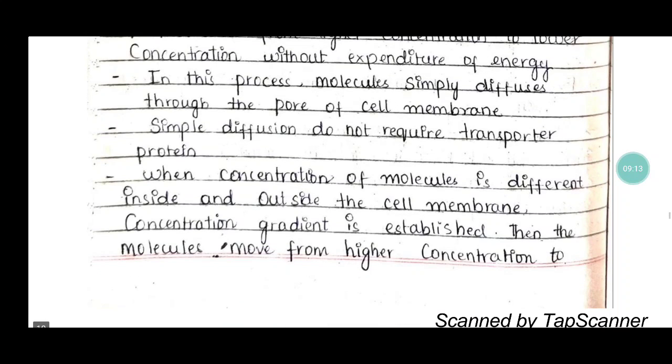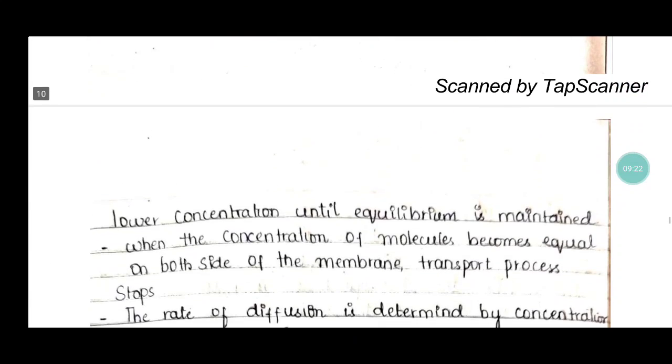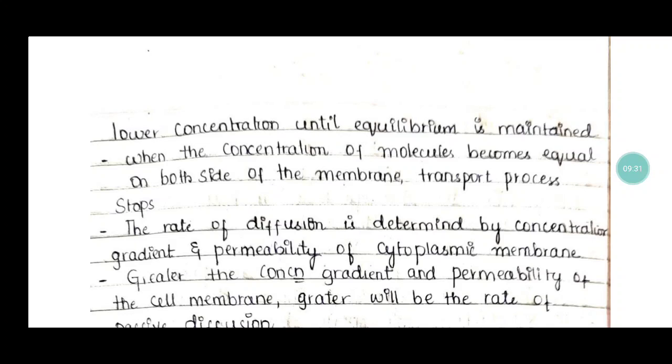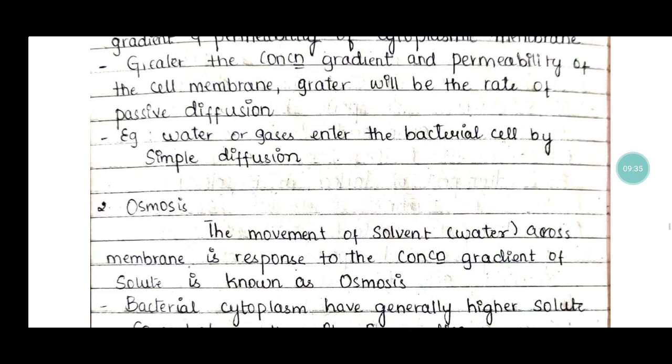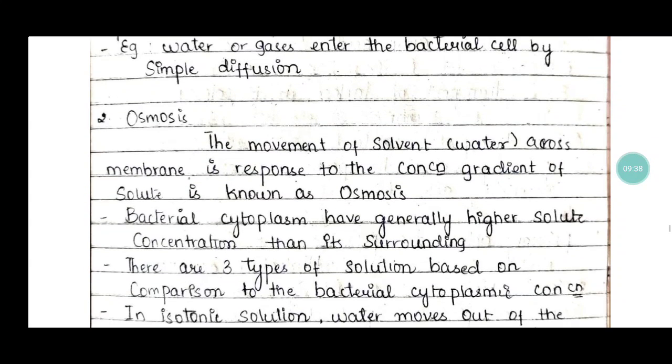When the concentration of the molecules is different inside and outside the cell membrane, a concentration gradient is established. Then the molecules move from higher concentration to lower concentration until equilibrium is reached. When the concentration of the molecule becomes equal on both sides, the membrane transport process stops. So number two, osmosis: the movement of solvent or water across the membrane in response to the concentration gradient of the solute is known as osmosis.